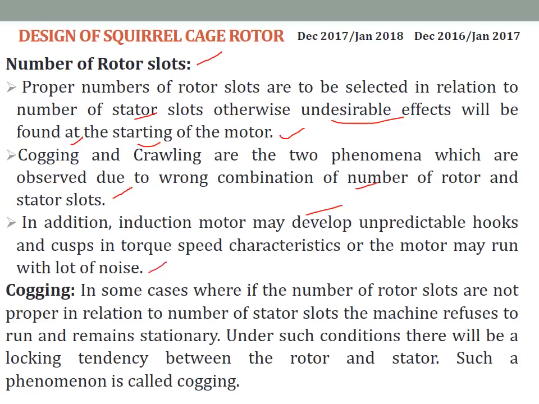Now we'll see what we mean by cogging. Cogging is nothing but, in some cases, where the number of rotor slots are not proper in relation to the number of stator slots, the machine refuses to run and remains stationary. Under such conditions, there will be a locking tendency between the rotor and stator. Such a phenomenon is called cogging. The motor fails to start here.